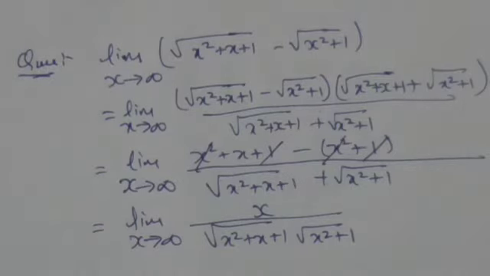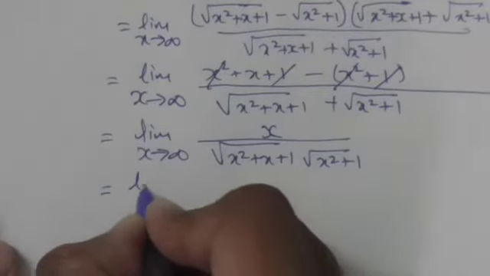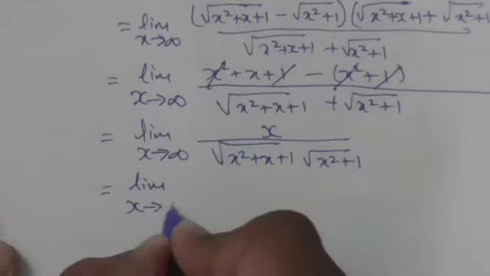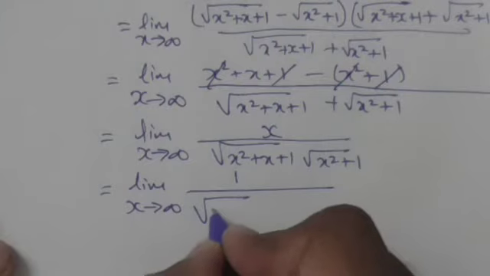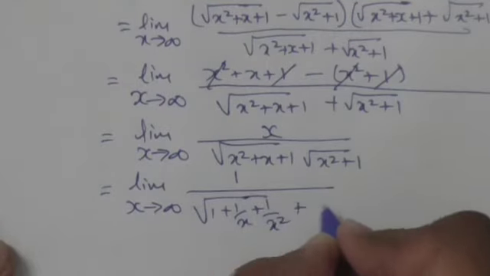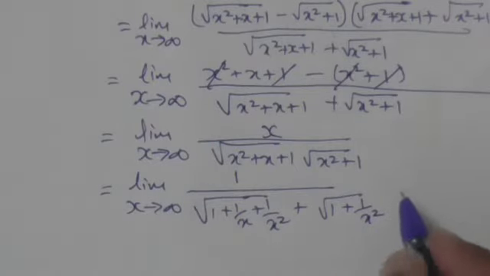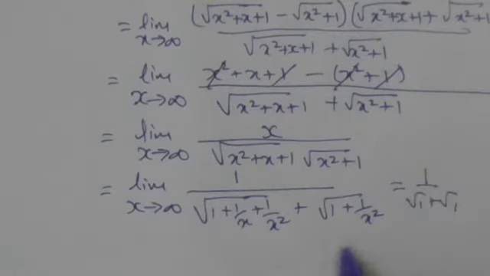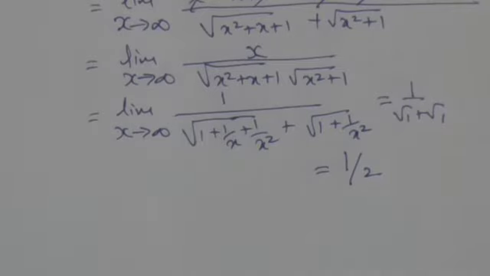Now what we will do, we will divide both numerator and denominator by x. So we will get limit x tends to infinity 1 upon root 1 plus 1 upon x plus 1 upon x square plus root 1 plus 1 upon x square. So it will be equal to 1 upon root 1 plus root 1. So it is equal to 1 upon root 2. Right?